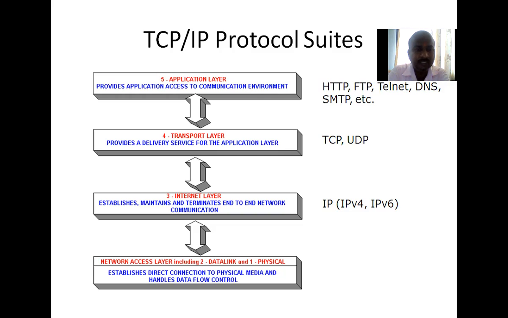Then transport layer, there are 2 types, TCP and UDP, which provide delivery service for the application layer. And last, application layer, where there are a number of protocols, HTTP, FTP, Telnet, DNS, SMTP, etc., which provide access to the communication environment.